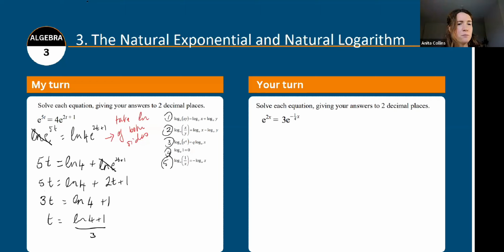I would use the fraction button and put ln. You've got the ln button on your calculator. It should be beside the log button. ln of 4. I'm going to close a bracket after that because the plus 1 is separate, and come down to the bottom of my fraction over 3. I have got t is equal to 0.795.